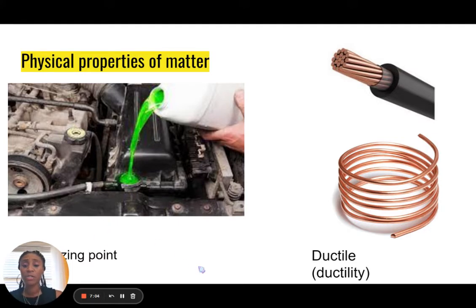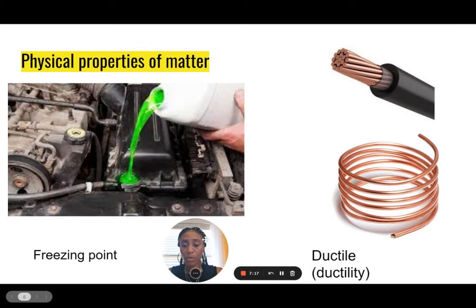And it's very useful. We want to know that studying science is very useful to know. Because here, this guy is pouring some coolant in his radiator. So he is doing this because the radiator fluid, the coolant, has a freezing point that is lower than the freezing point of water. So that is why it's better to put coolant in your car than water.